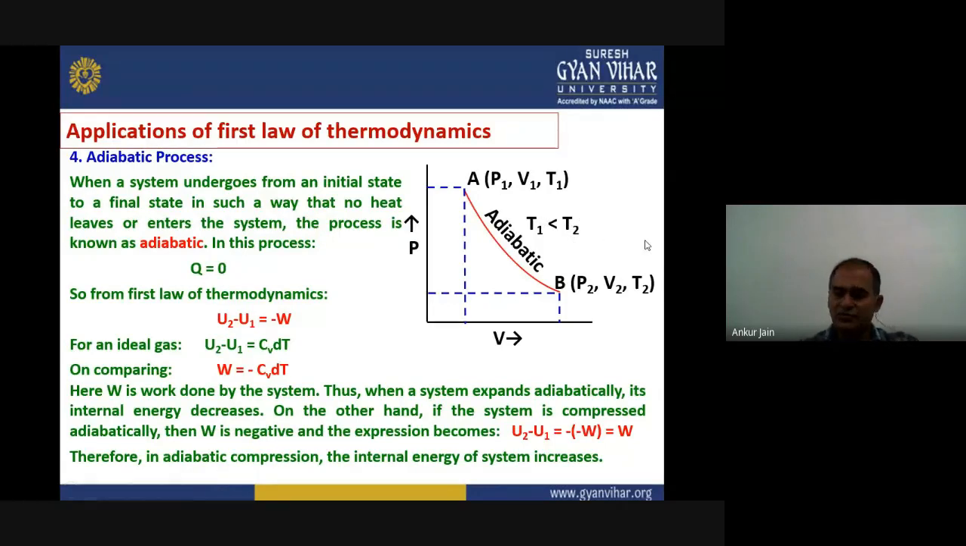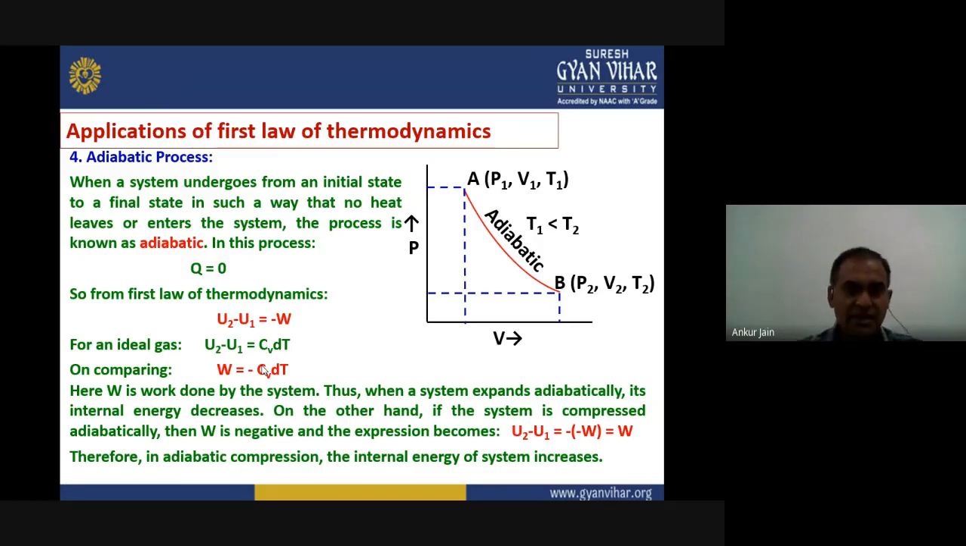Now we know for an adiabatic process, for an ideal gas, U2 minus U1 can be written as Cv dT. That we have already seen when we derived the first expression today, right? So we can write U2 minus U1 equals Cv dT. If we compare these two equations, we get the work done equals minus Cv dT. So here W is the work done by the system.